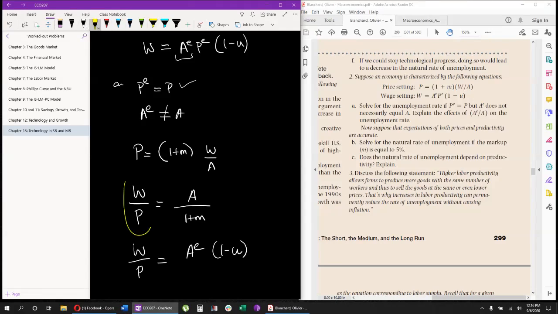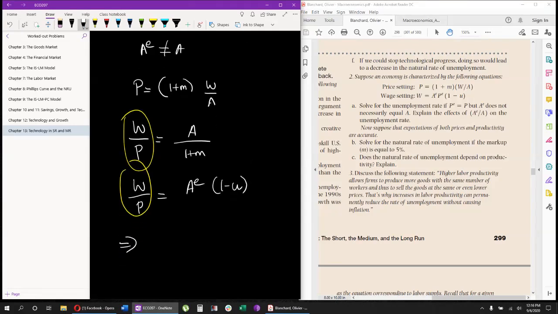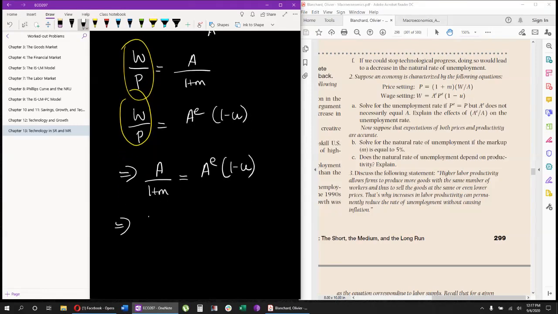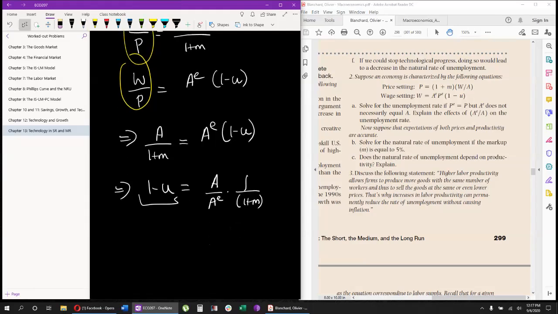And now you see that this and this are equal, so we can combine them. We get A over 1 plus m equals AE times 1 minus U. Or if we simplify it, we get 1 minus U is equal to A by AE times 1 plus m. We have to find unemployment, so just U. So U will be equal to 1 minus 1 by (1 plus m) times A by AE.